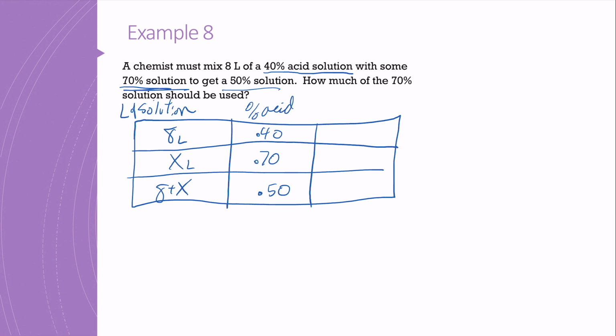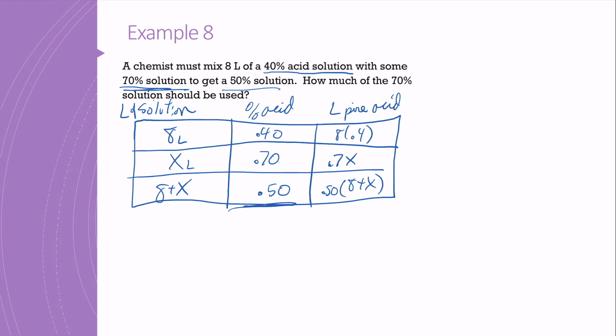And then I take my liters of solution times my percent acid to get the liters of pure acid. Just like we did for the cups of pure lemonade in an Arnold Palmer, we multiply the amount we have times the percentage. So I'm going to take 8 times 0.4 and X times 0.7, so 0.7x. And my total amount and my desired concentration, that's 0.50 times 8 plus x.